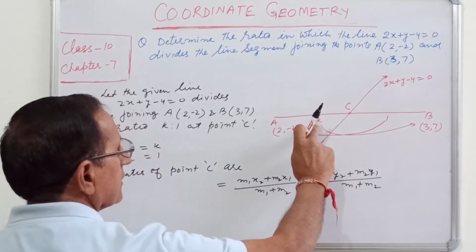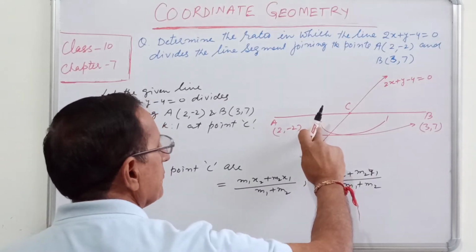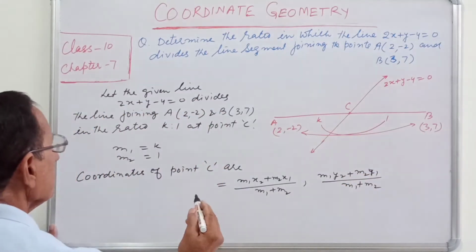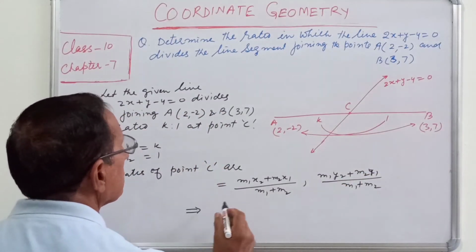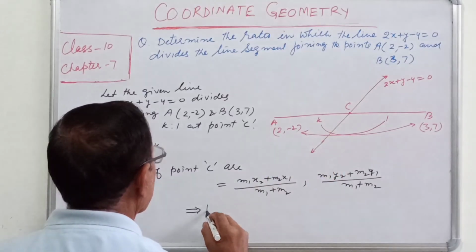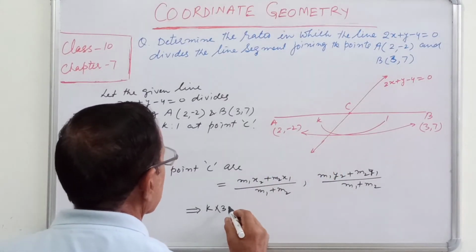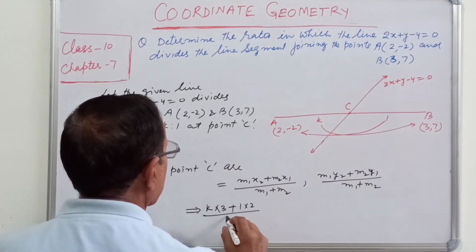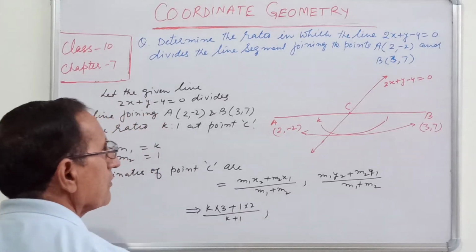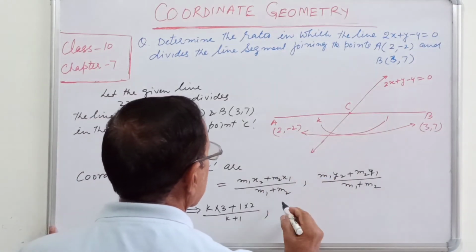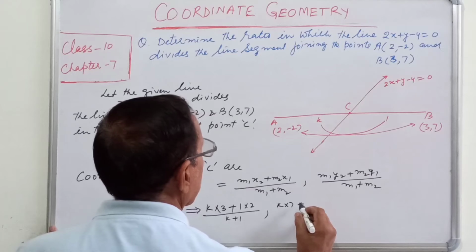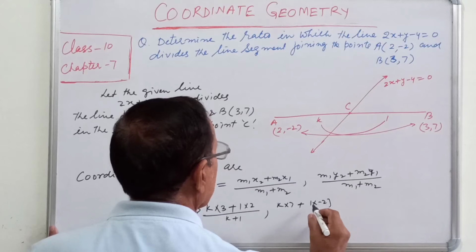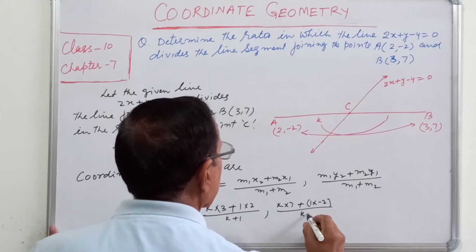So m1 is k and m2 is 1. Cross multiplying, the x coordinate will be k multiplied by 3 plus 1 multiplied by 2, upon k plus 1. The y coordinate is k multiplied by 7 plus 1 multiplied by minus 2, upon k plus 1.